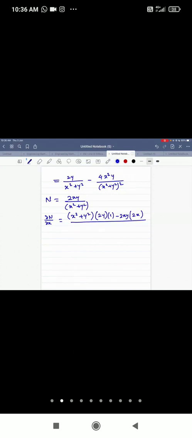Okay, Abhishek, I'll admit you again. So we get in the denominator x square plus y square, squared, right?